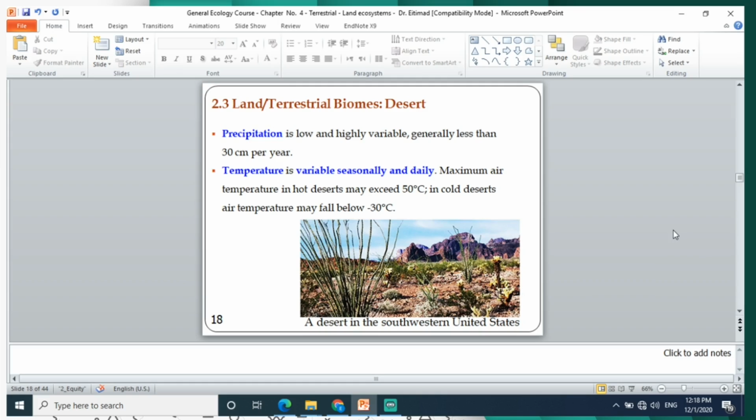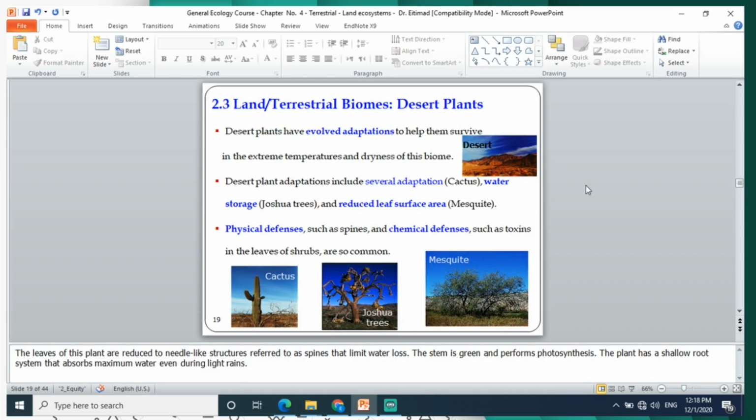We have two types of desert, cold desert and hot desert, according to where it occurs. Also, the plants have adaptations in this extreme condition with very low rainfall. So some of them have several adaptations, such as the cactus, whose leaves are reduced to needle-like structures or spines to limit the water loss instead of having leaves.